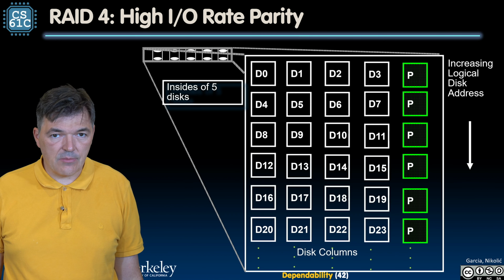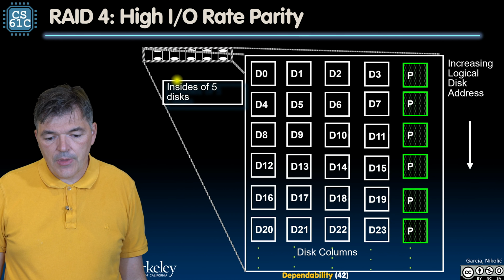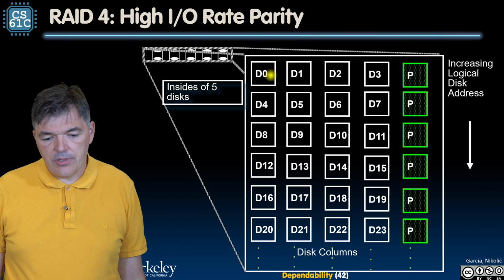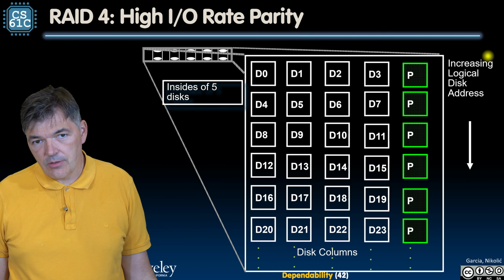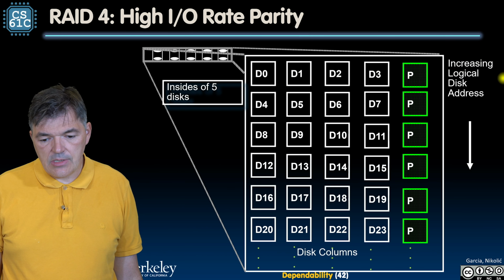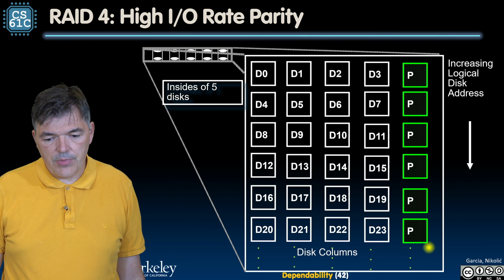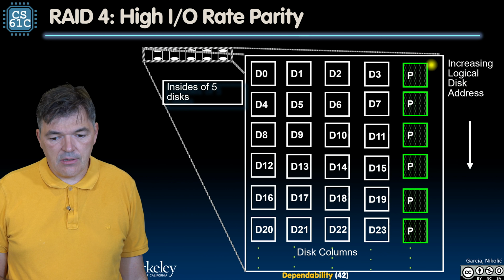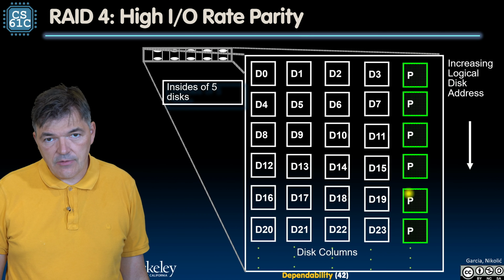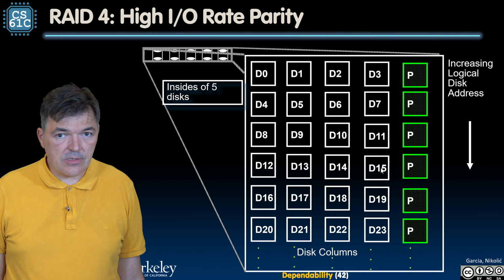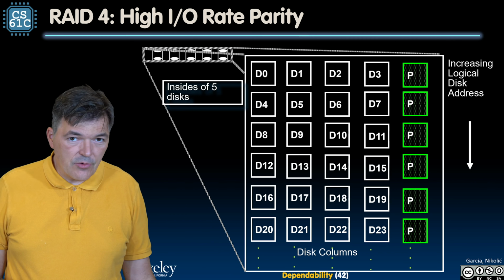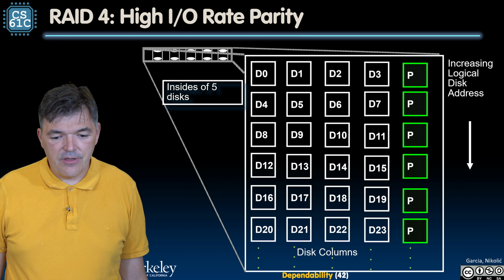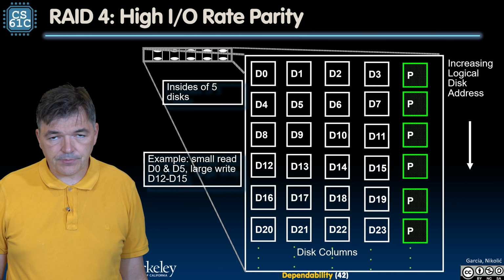So here is how it looks. This is how we can view an array of 5 disks. There are 4 disks that hold user data, and the 5th disk holds parity. We can see that these are perhaps increasing logical disk addresses. So these are different sectors in the disk. You can view it as the insides of the 5 disks that are spinning.